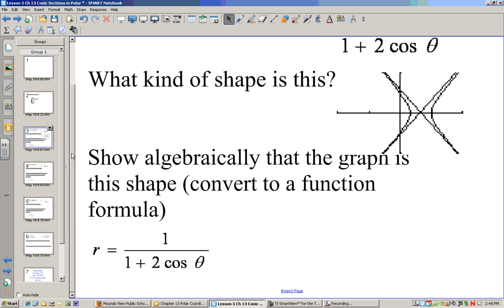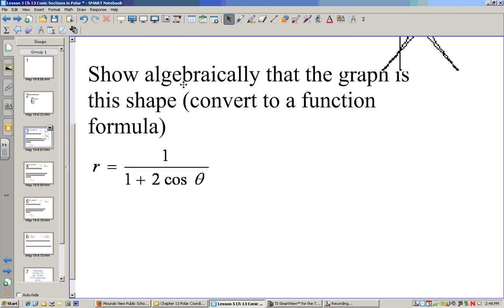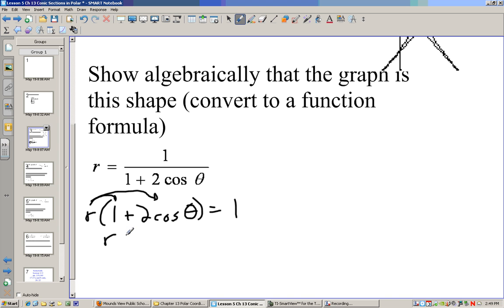We want to show algebraically that this equation can be a hyperbola. Well, the first thing we do is multiply both sides by this denominator. So I'll have r times 1 plus 2 cosine theta equals 1. Now I distribute my r over my parentheses, so I have r plus 2r cosine theta is equal to 1.